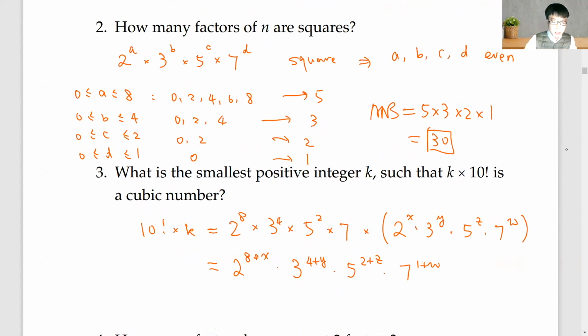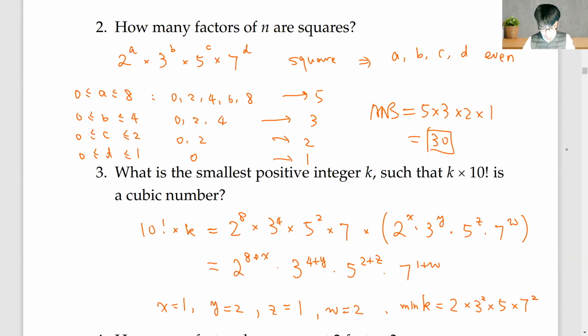3, right? Let's see. The smallest number for x equals 1. For y equals 2, because 6 is divisible by 3. And z, the smallest number should be 1, 2 plus 1, 3. And w, we need at least 2. So that's the minimum requirement for the exponent for k. So the minimum for k equals 2 times 3 squared times 5 times 7 squared. And you do the computation, 4,410. That's the minimum value of k.